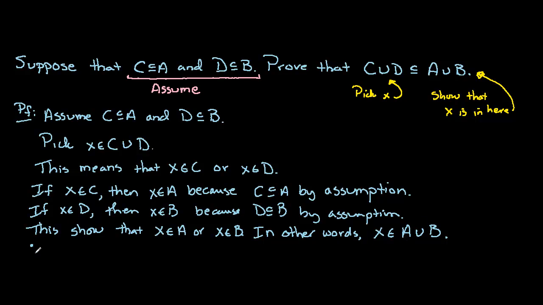So our conclusion, therefore, is that since X was an arbitrary element, this holds for any X that we could possibly have chosen, and so therefore, by the definition of subset containment, we have shown that C union D is a subset of A union B.